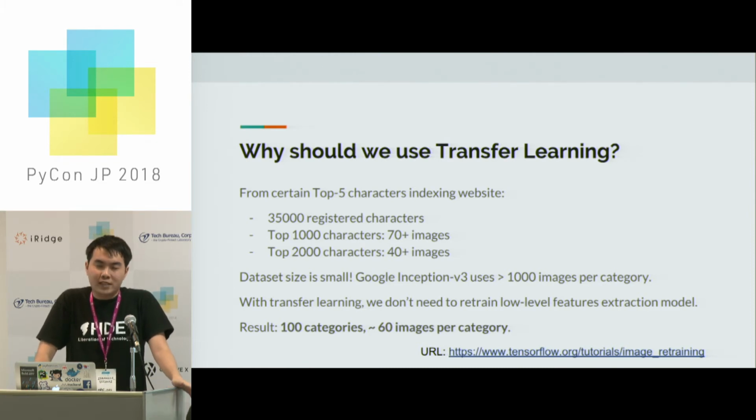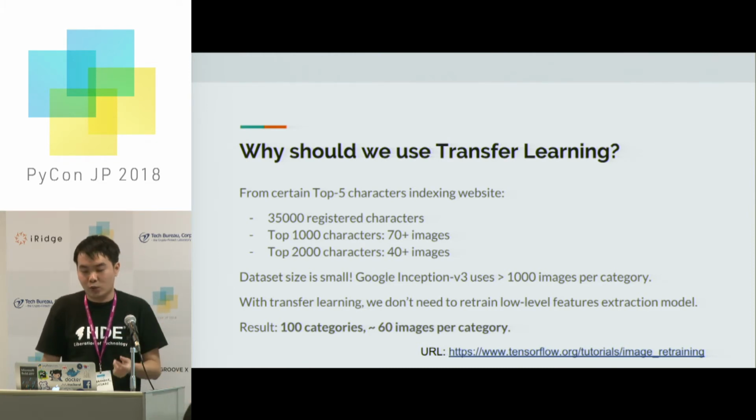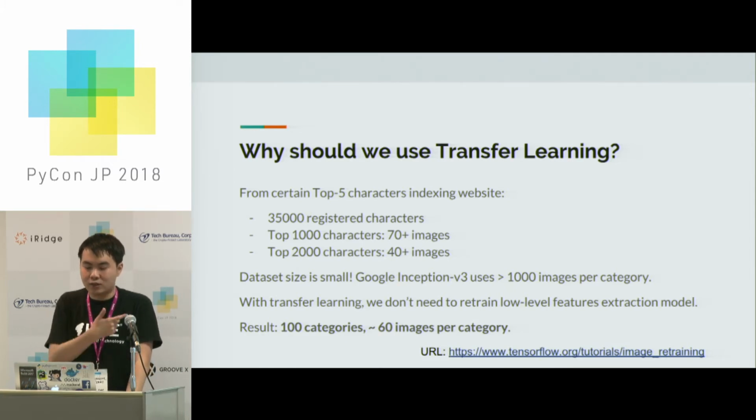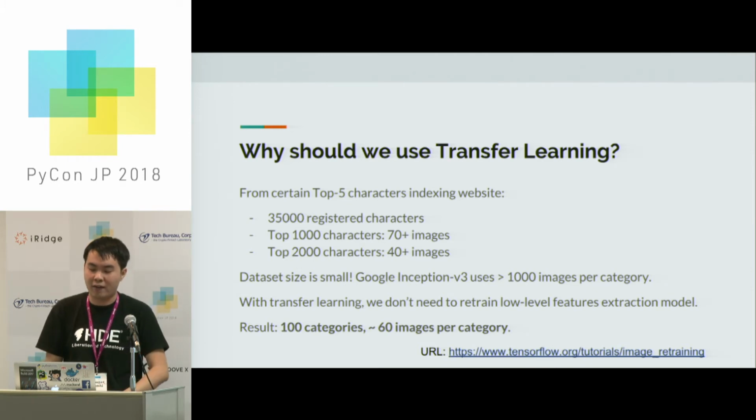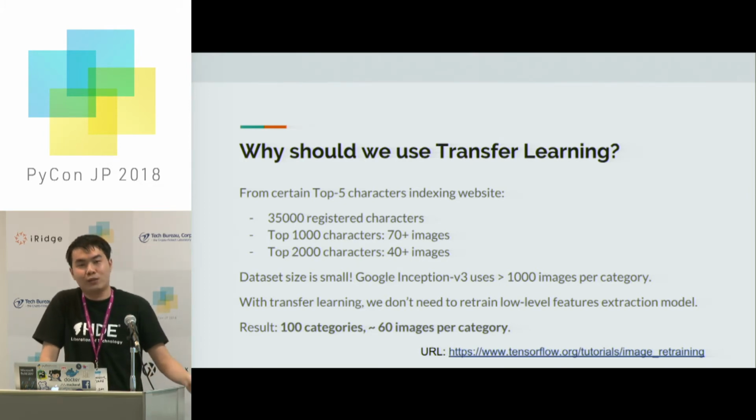So now we already know what deep learning is, and the question is, why should we use transfer learning? The problem is with anime characters. This is the resource from a top 5 character indexing website. I picked one randomly and checked the data there. They have around 35,000 registered images. But the problem is most characters have a limited number of images. The top 1,000 most popular characters have more than 70 images, but the 2,000 characters only have 40 images. That's why at this point we decided that we need to use transfer learning to solve this problem.